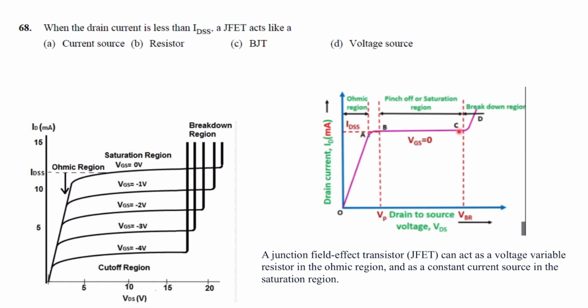The correct option is resistor. When the drain current is less than IDSS, that is, in this region of the drain current axis, the JFET acts like a voltage variable resistor. Correct option is B, simply resistor.